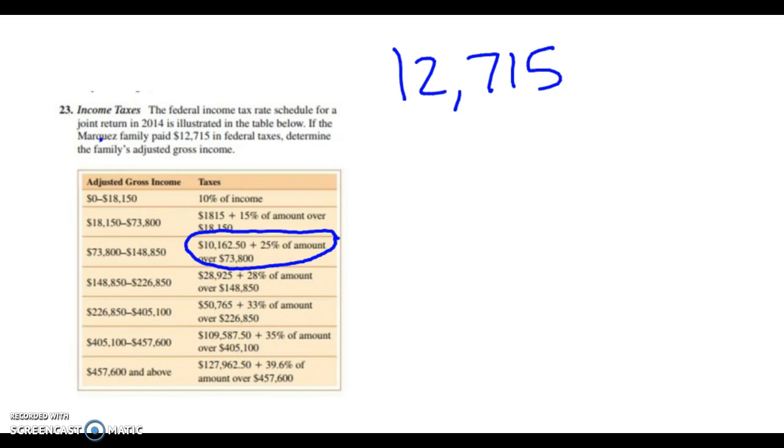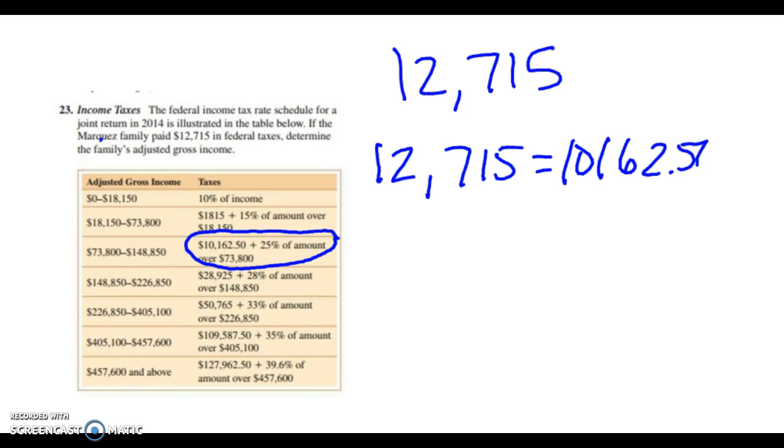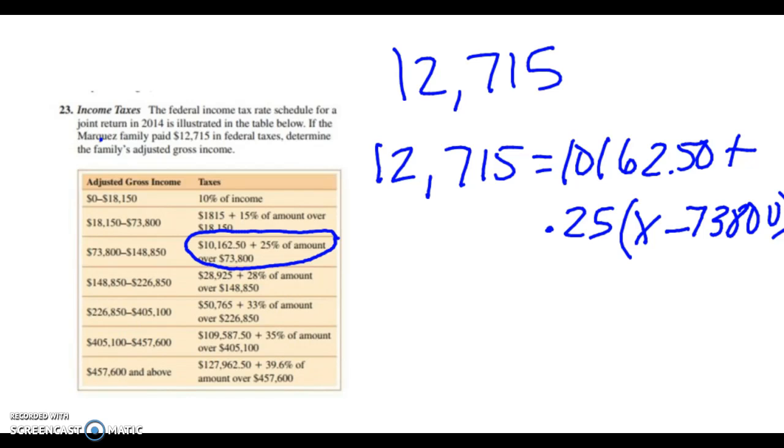Okay? All right, so this $12,715 tax bill was comprised of $10,162.50 plus 25% of the amount of the family's adjusted gross income that was over, or the difference between the adjusted gross income and $73,800.